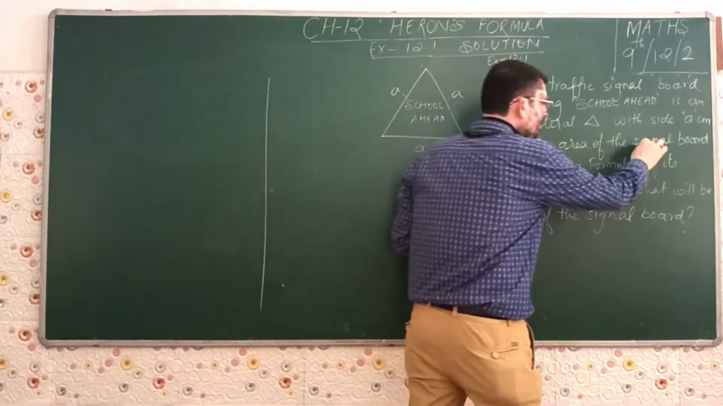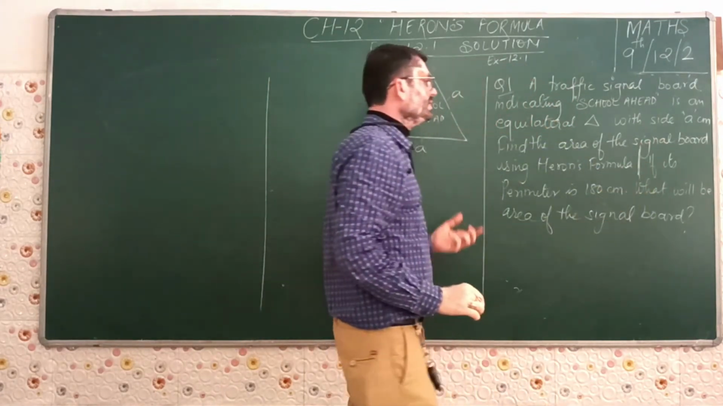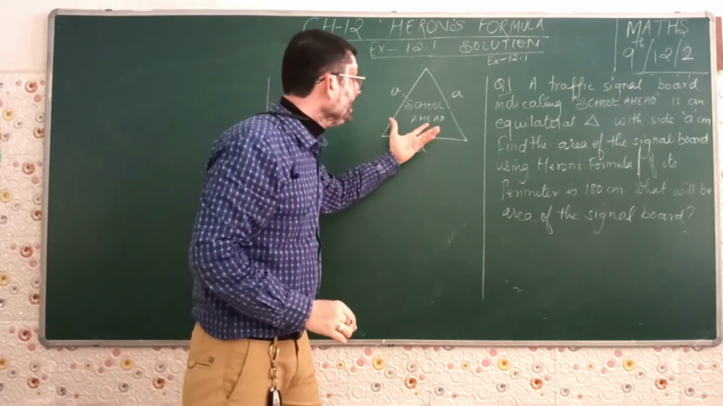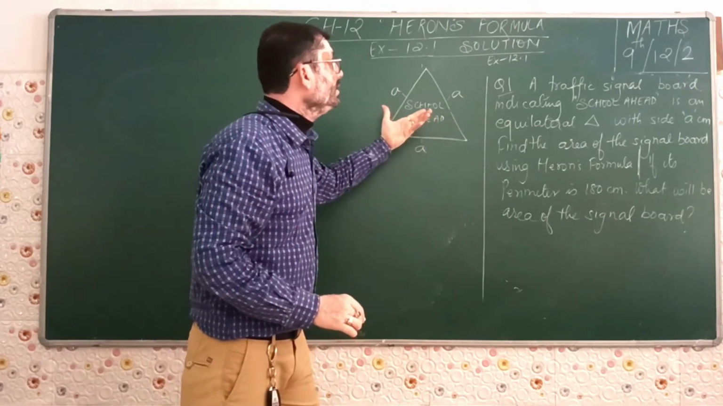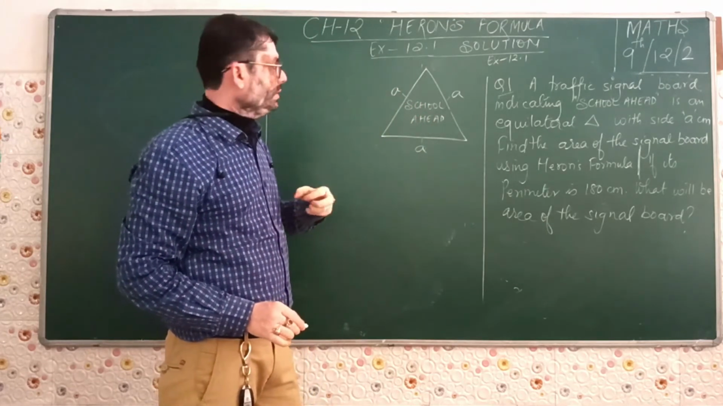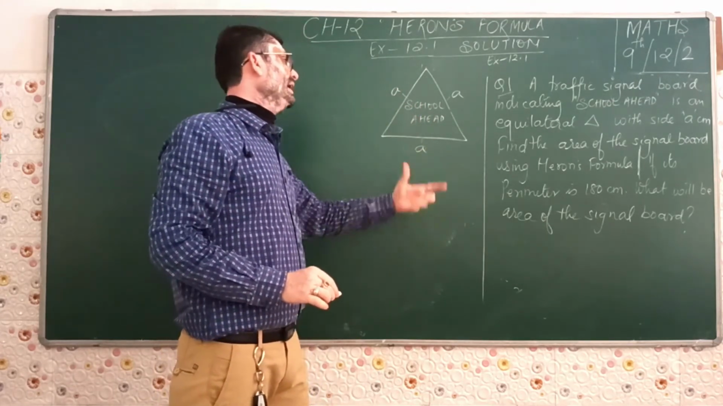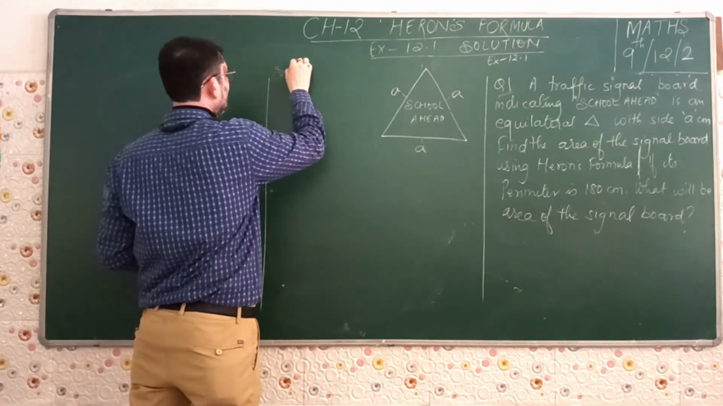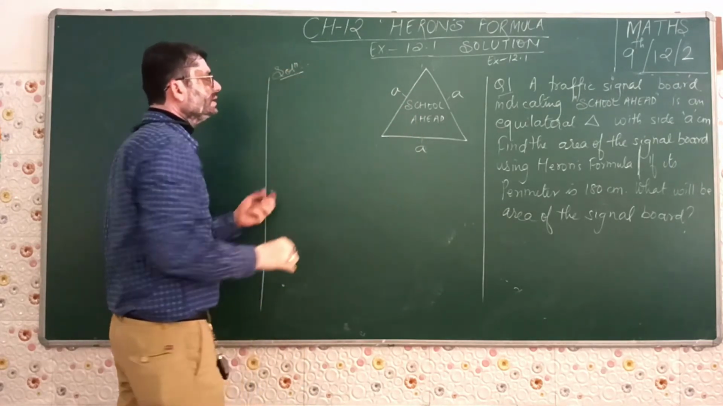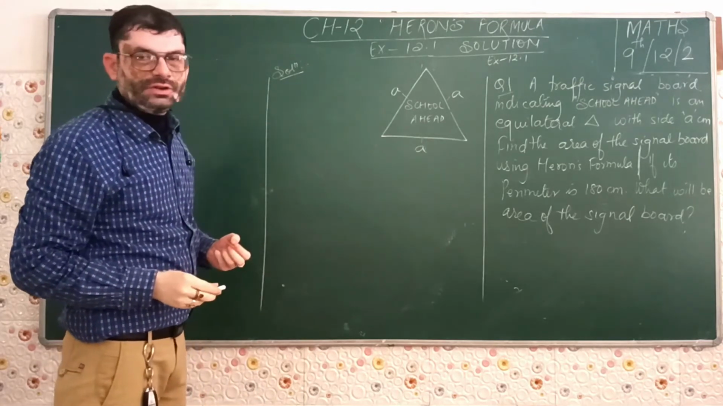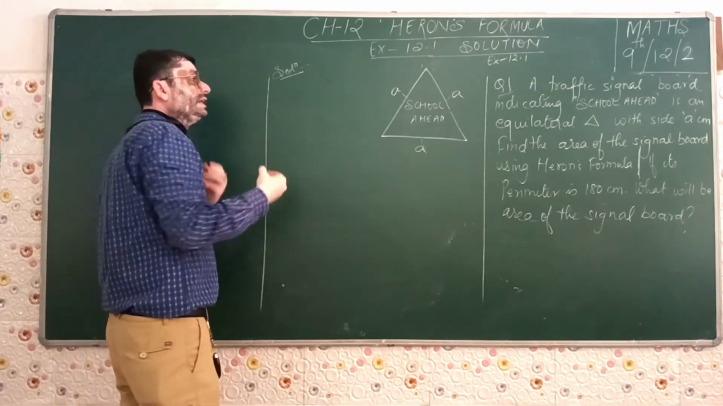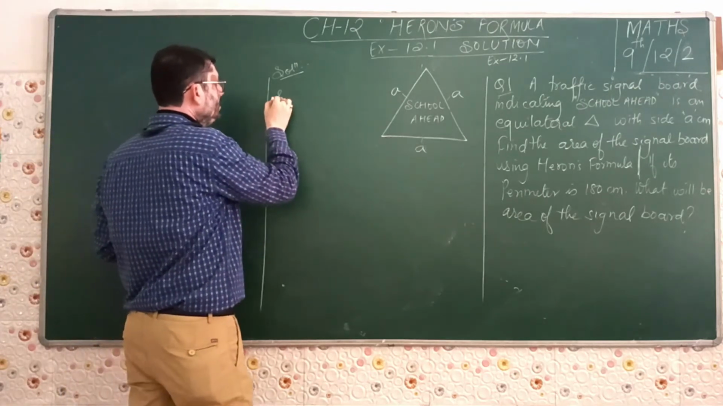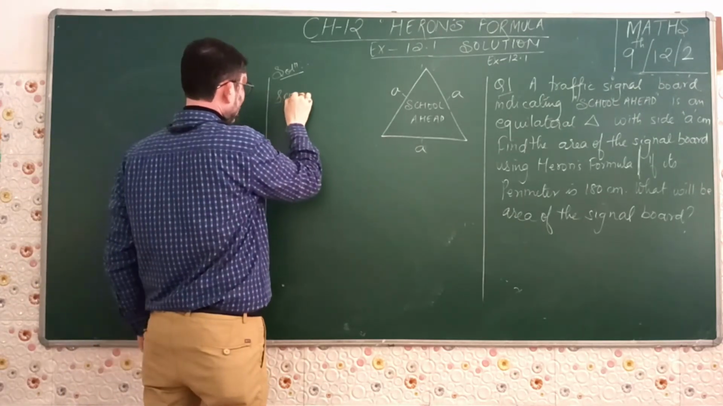We'll be solving this first. Find the area of the signal board using Heron's formula, of an equilateral triangle traffic signal board mentioning school ahead of side A centimeters. So let us move on. We are given the three sides of a triangle. So let us first of all find the semi-perimeter as required by our Heron's formula. This is the semi-perimeter.